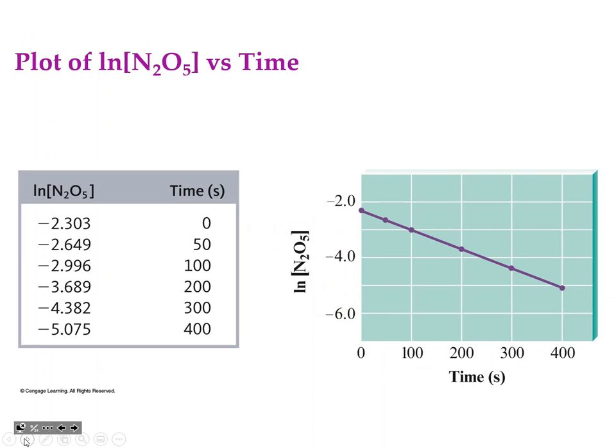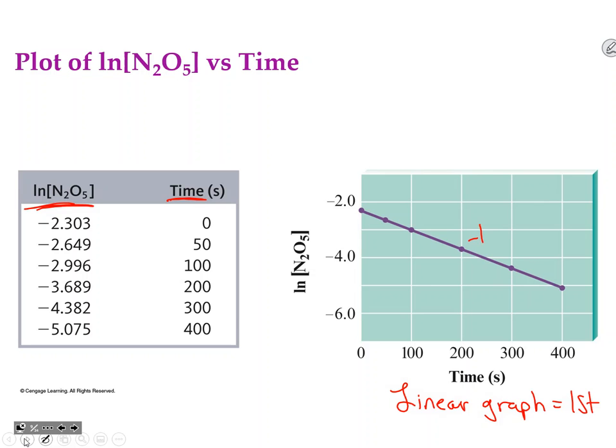Here's the data table, and they don't normally give it to you in ln concentration. They normally give it to you in concentration, and you're supposed to calculate it. Sometimes you might see it like this, but the key is first order, natural log of the concentration versus time. You get the nice linear relationship, linear graph. We know it's going to be first order, okay?